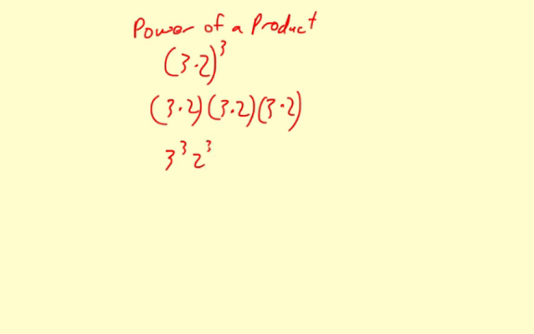So basically, you can distribute the exponent when you have a power of a product. So 3 times 2 all to the third power is the same as 3 to the third times 2 to the third. And that's the big picture for this lesson.